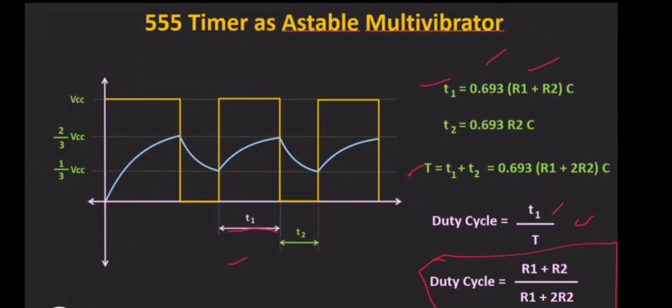See, only in case of astable multivibrator will you find the duty cycle. In case of monostable multivibrator, we won't get T2, so no need of finding out duty cycle. You only have to find out the pulse width. Pulse width will be exactly equal to 1.1 times RC in case of monostable multivibrator.